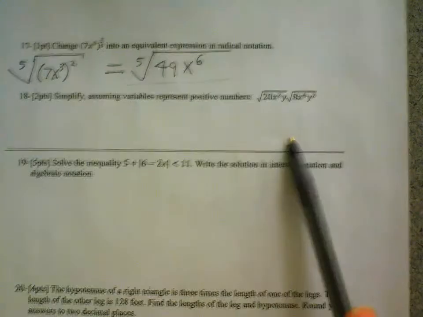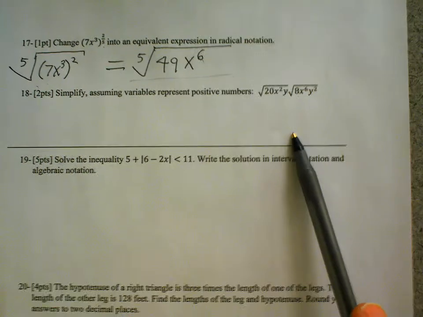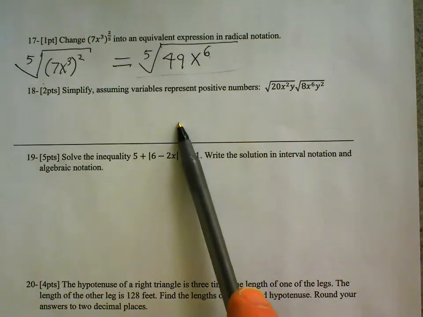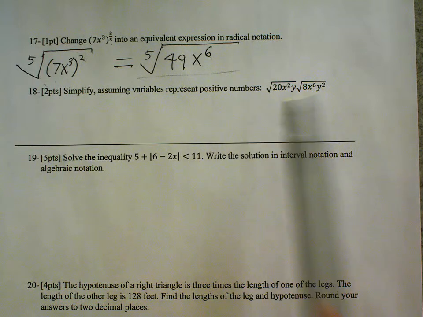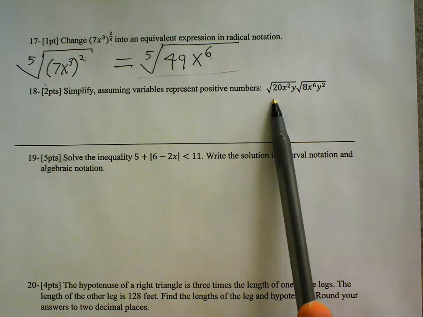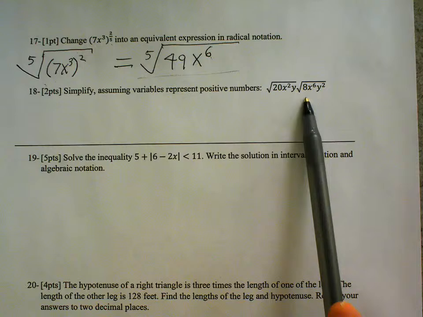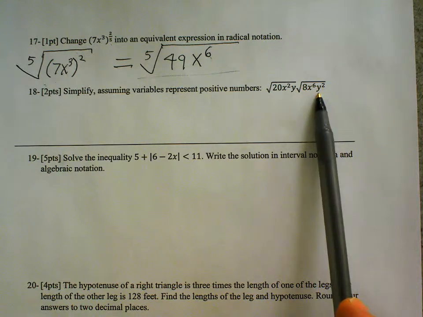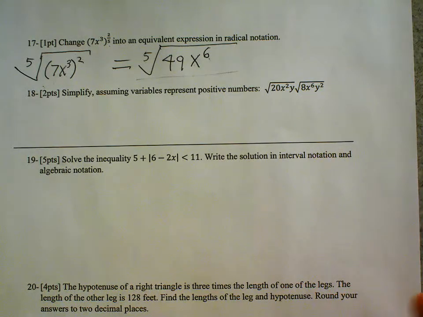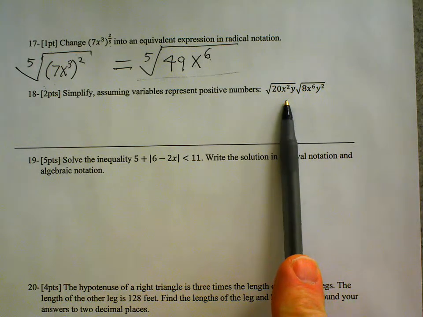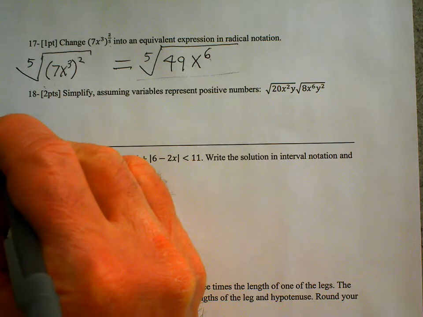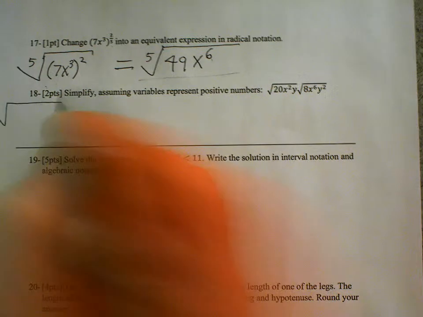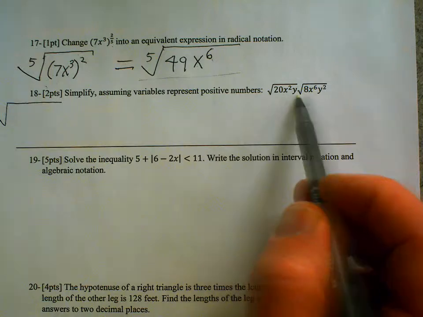We got to this problem, number 18. Simplify, assuming variables represent positive numbers. So here we have the square root of 20x squared y times the square root of 8x to the 6th y to the 2nd. In my opinion, it's easier to write it as a single square root and multiply the radicands.